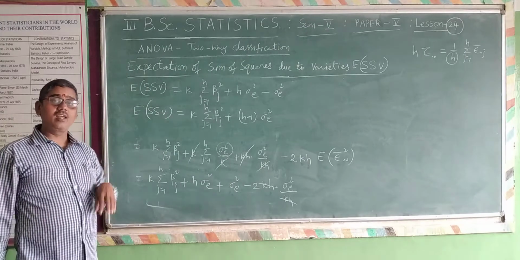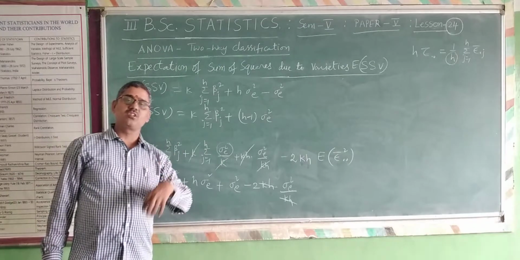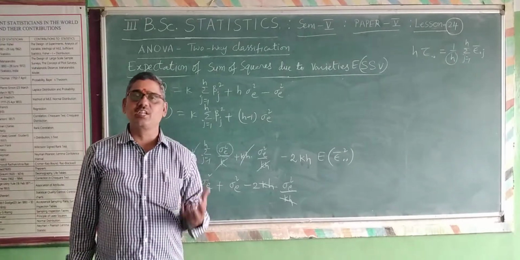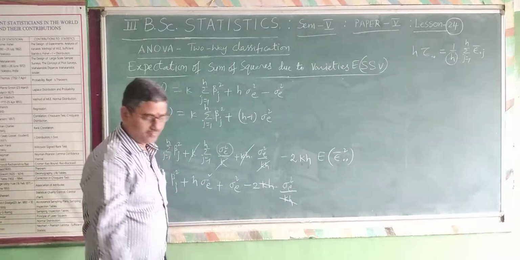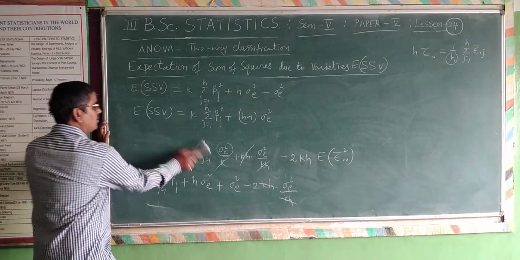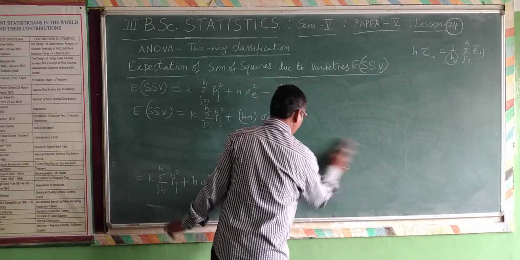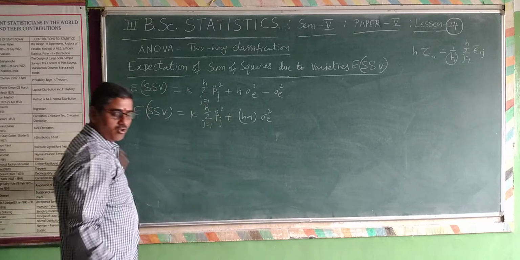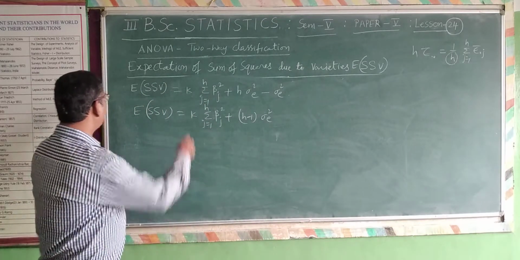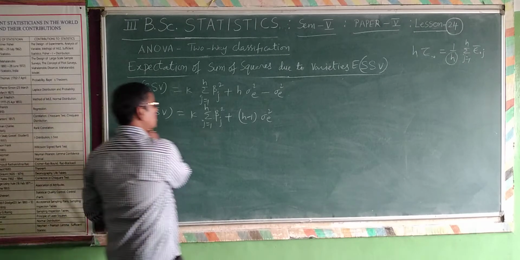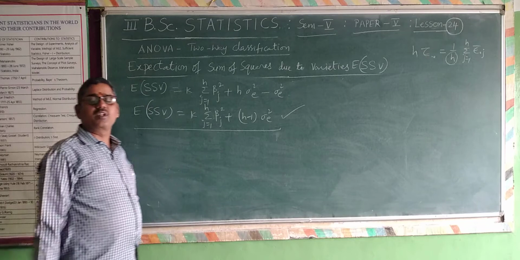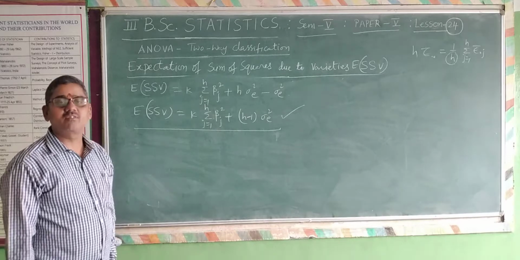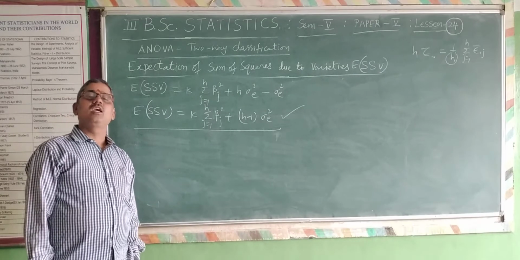But we are also calculating the expectation of mean sum of squares, which means the sum of squares divided by its degrees of freedom. Right? What is the degrees of freedom for varieties SSV? It is h minus 1. So divide with h minus 1. Hope you are understanding, hope you are following this. So this is the expectation of SSV, which was finished. But now I am calculating expectation of mean sum of squares, for which I am dividing with h minus 1.